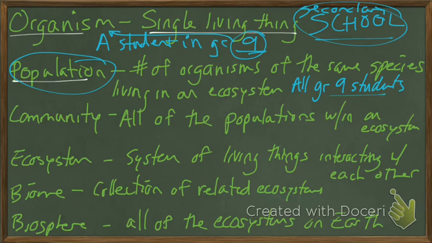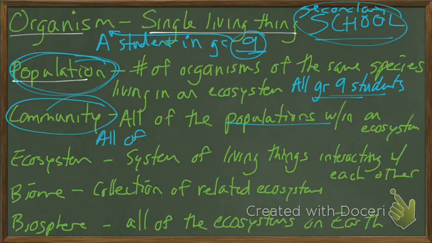You are in grade 9. Your population is all the grade 9 students. The community is all the populations within an ecosystem. So, all of grade 9, 10, 11, 12, admin, teachers, etc.